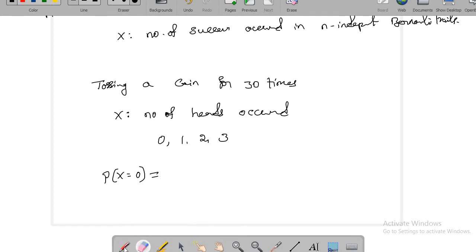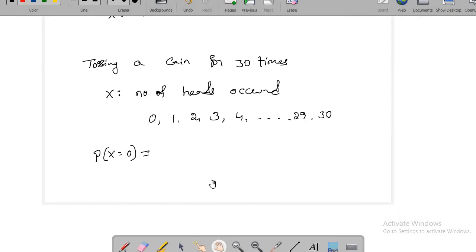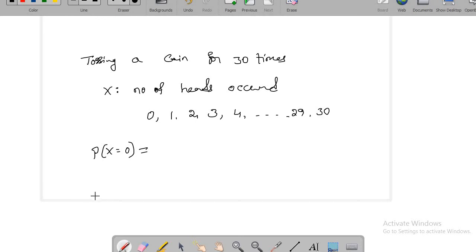This time I'd like to change it from 3 times to 30 times. I'm tossing a coin 30 times. Now x counts the number of heads that occurred. The possible values are 0, 1, 2, 3, 4 and so on, up to 29 and 30. These are the possible values of x. Now you tell me what is the probability that x equals 0. And next, what is the probability that x equals 15. And also what is the probability that x equals 25.